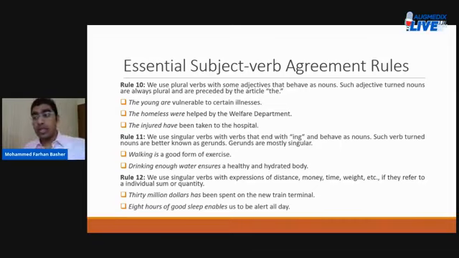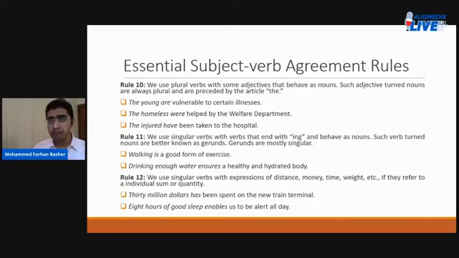Okay, moving on to what rule number 11 is. What do we have here? We use singular verbs with verbs that end with ing. Now, this is interesting. Please be observant. We use singular verbs with verbs that end with ing and behave as nouns. Such verb-turned nouns are better known as gerunds. Gerunds are mostly singular, right? I'm sure many of you know what gerunds are. And gerunds are basically verbs turned into nouns.